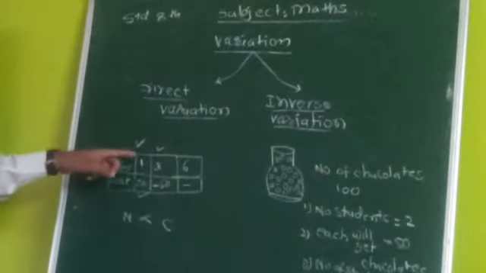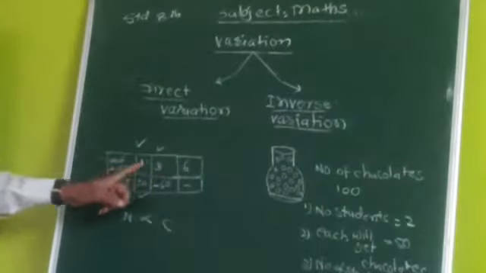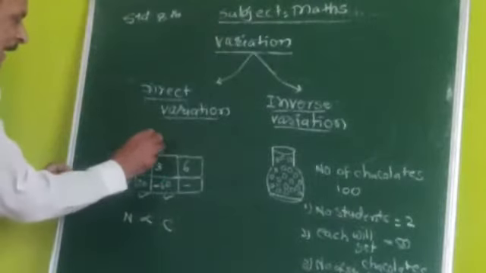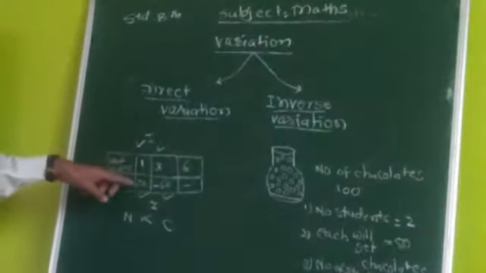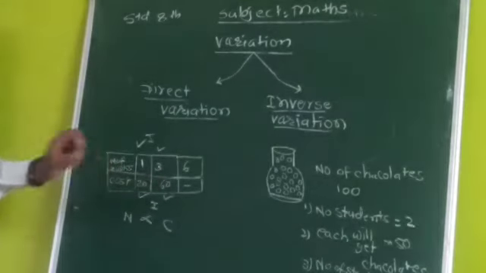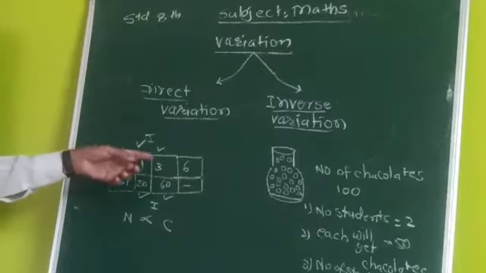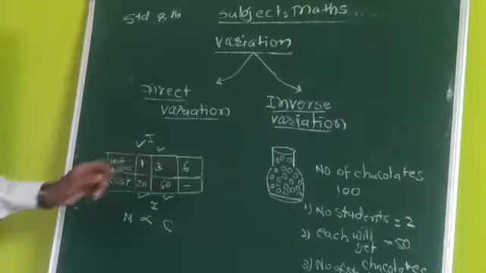What had happened here? The number of notebooks or books increased, so the cost will also increase. Previously it was 20 rupees, it has become 60 rupees. Why? Because the number of books increased. Instead of 1, it has become 3.